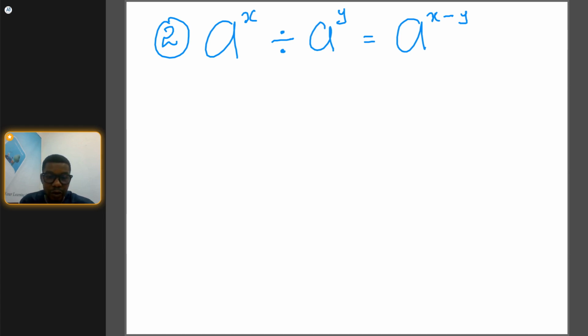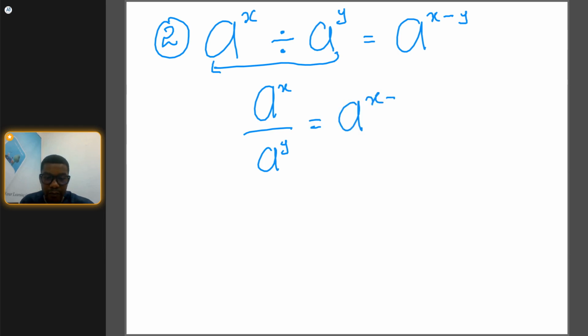Take note, this also can be expressed as a raised to the power x over a raised to the power y. It is still the same thing as a raised to the power x minus y. Because what we have here is called the line of division, so it's also standing as a division sign. It also changes to minus. All right. Now let's consider a simplification.